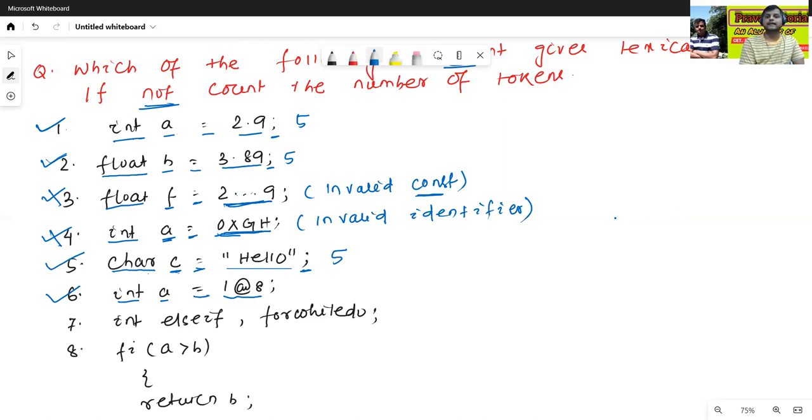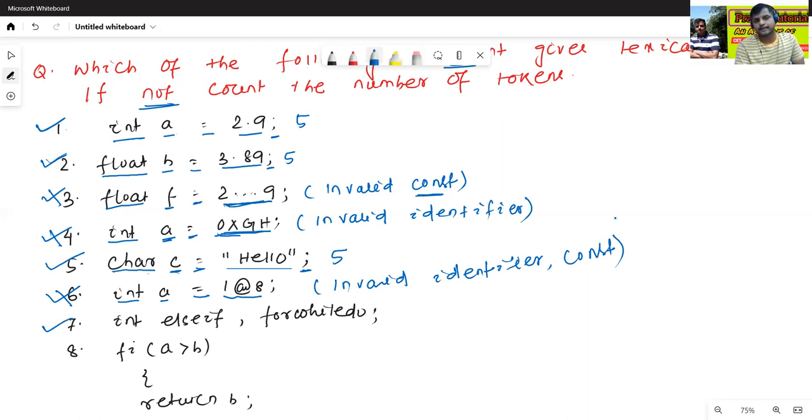We can say this is an invalid identifier. We can also write that 1@8 means an invalid constant. We can write invalid identifier, or we can write invalid constant also. Okay, so this is not valid. So the sixth one contains the lexical errors.